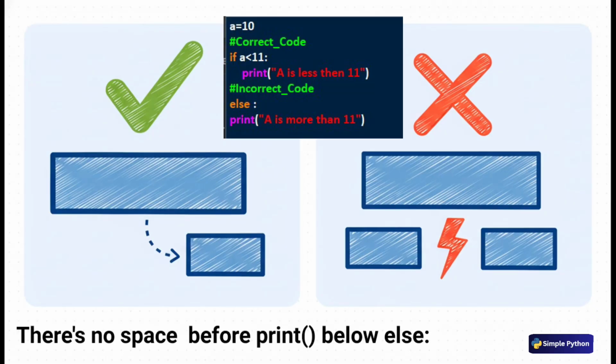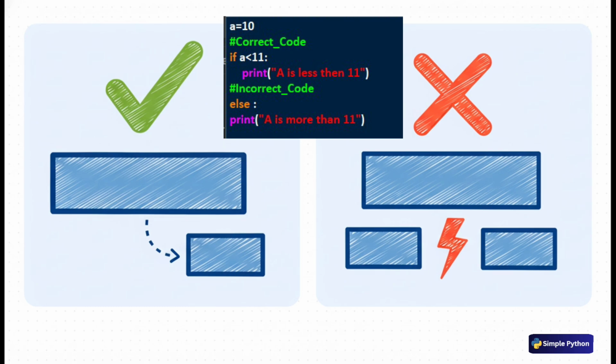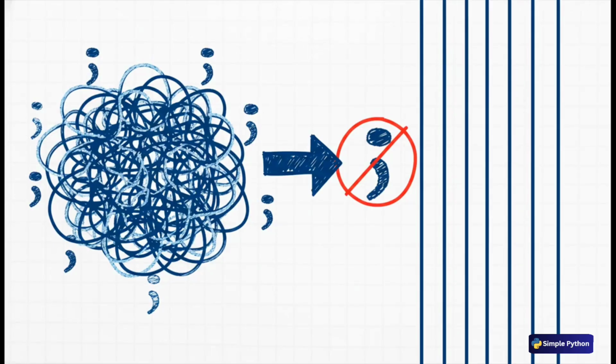In the correct code, that space before the word print isn't just for looks. That indentation is a command. It's telling Python that the print line belongs to the if statement above it. In the incorrect code, without that space, the program will just crash. It's structural, not decorative.